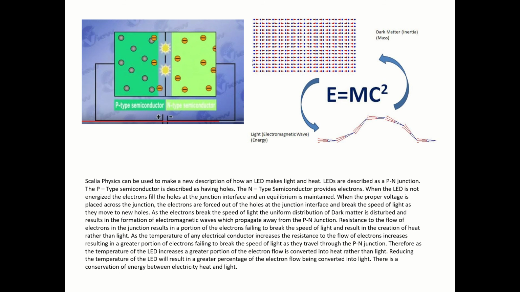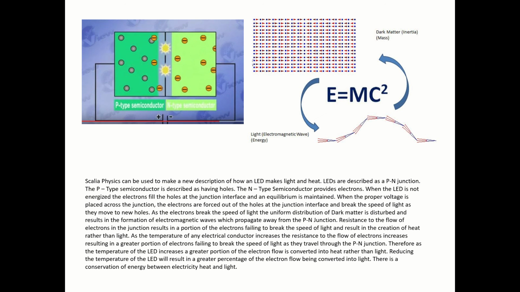So basically, with this description of the LED, when a voltage is applied to the LED, the electrons jump across the junction to the other side. As they jump across the junction, they break the speed of light and give off a light boom, which then disturbs the dark matter and becomes a propagating electromagnetic wave, which then dissipates throughout space. And when heat is created, it's stored as increased flywheel motion of the material of the LED.